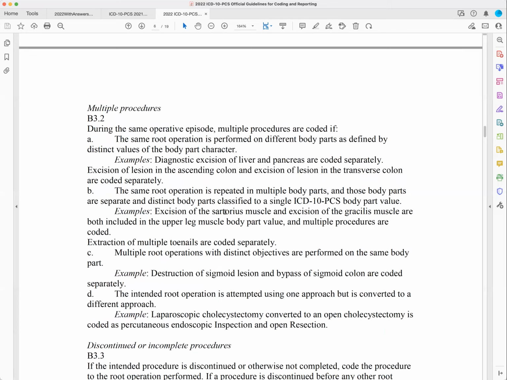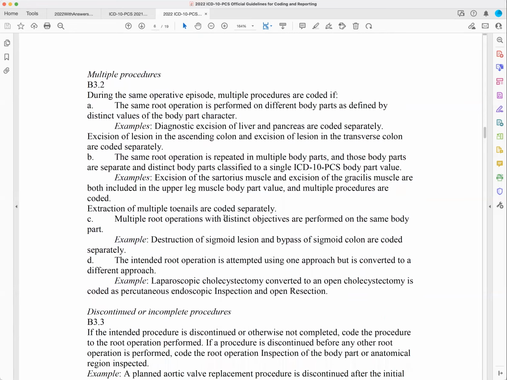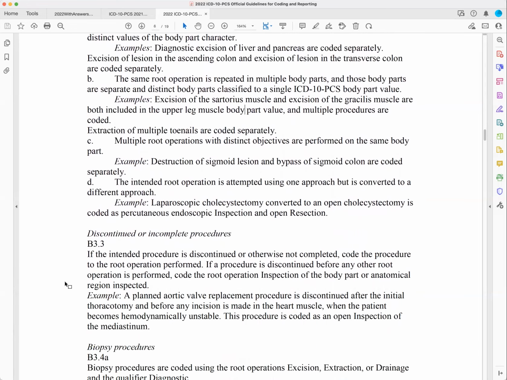Example, excision of the sartorius muscle and excision of the gracilis muscle are both included in the same body part value in PCS. So in PCS, it would be upper leg muscle. That's how it's defined in PCS. So you would code multiple procedures because they actually did that excision on two different muscles, right? The gracilis muscle and the sartorius muscle. So it would be appropriate to use multiple procedures. So again, read through that.